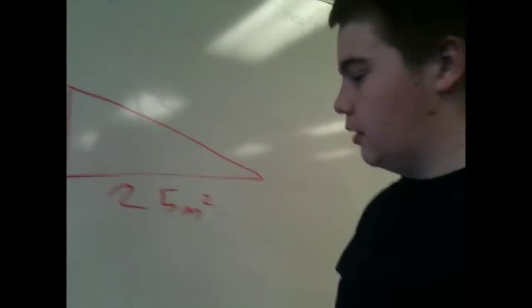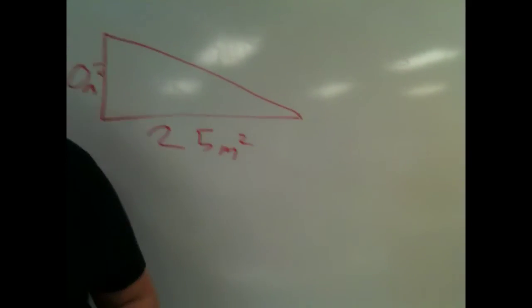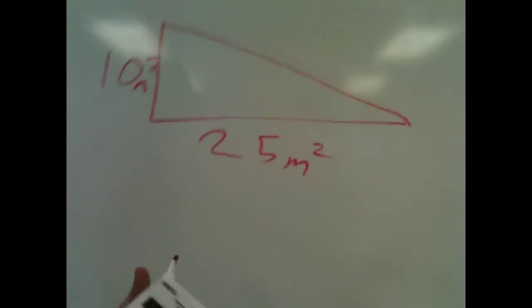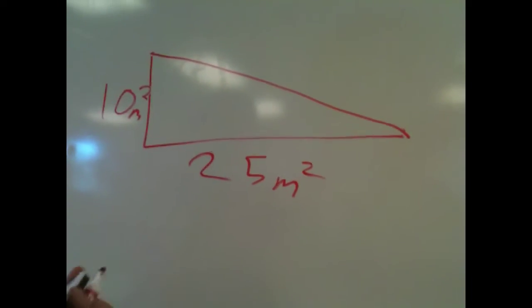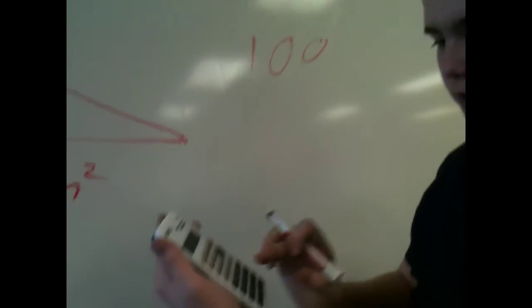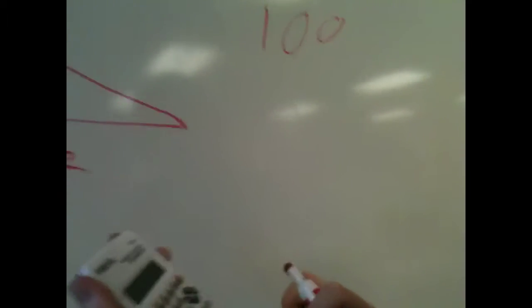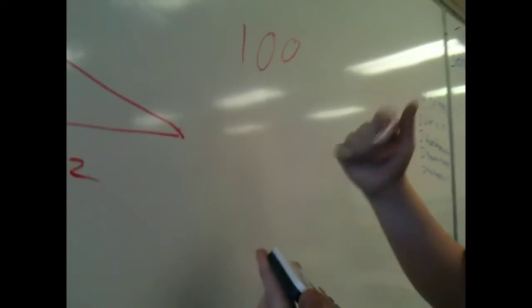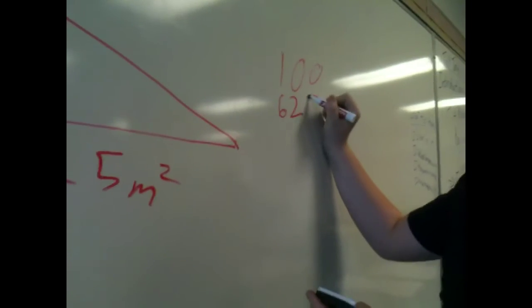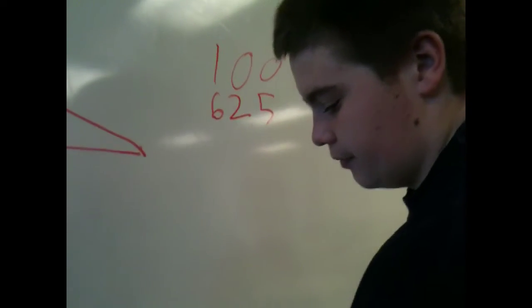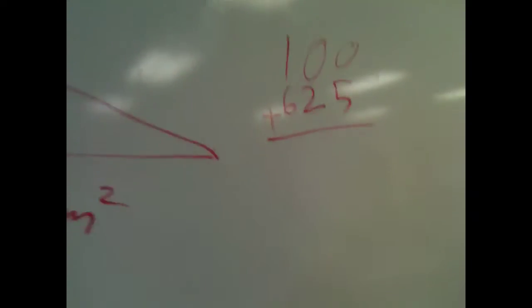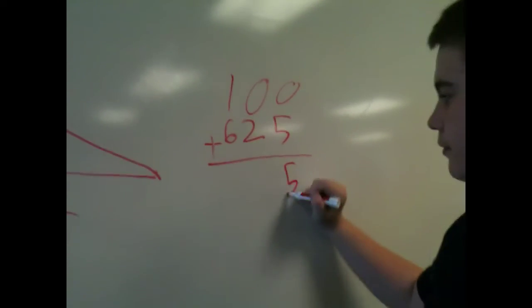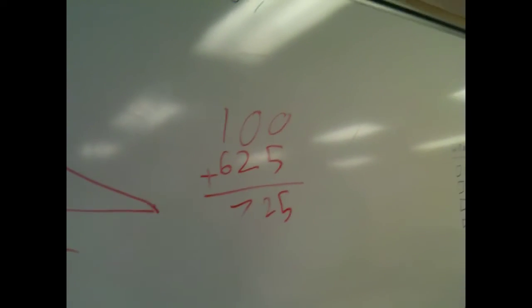Okay, so I'm going to do it how most people will probably do it. They put 10 times 10, which we know is 100, and then 25 times 25, 625. Well, now, this may seem weird, but you do add these still. So 625 plus 100 is 725.